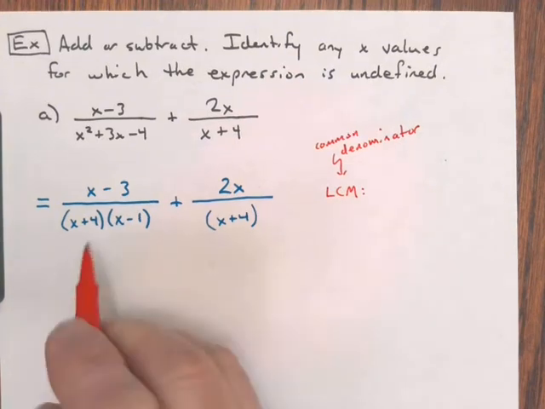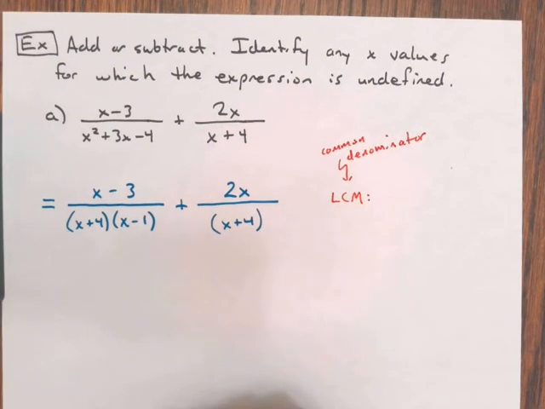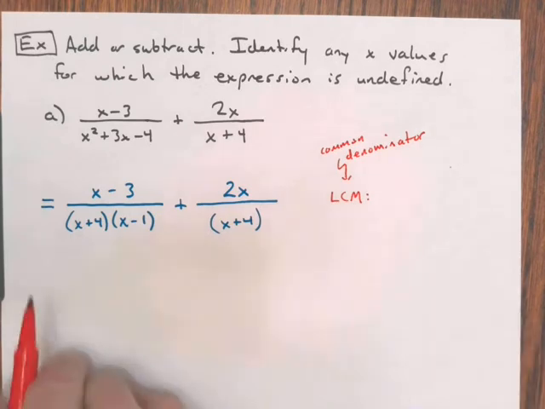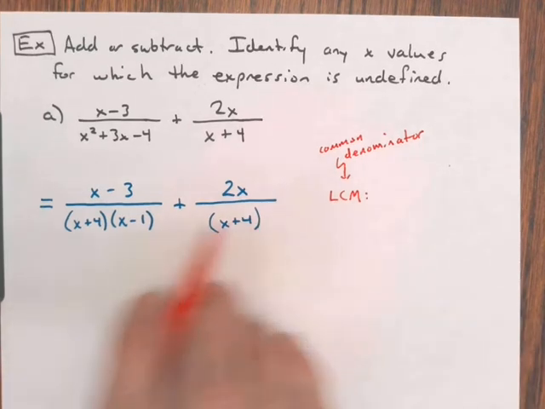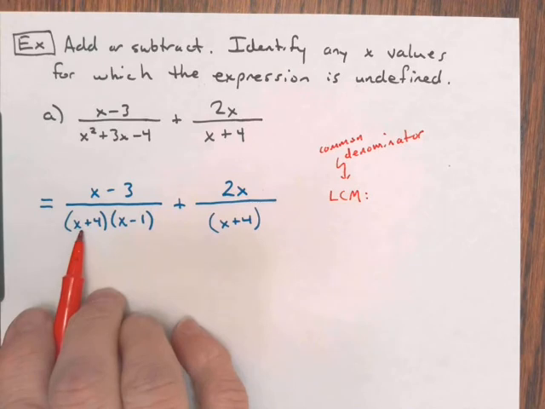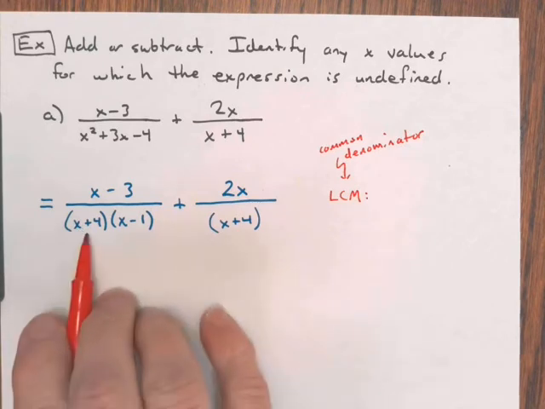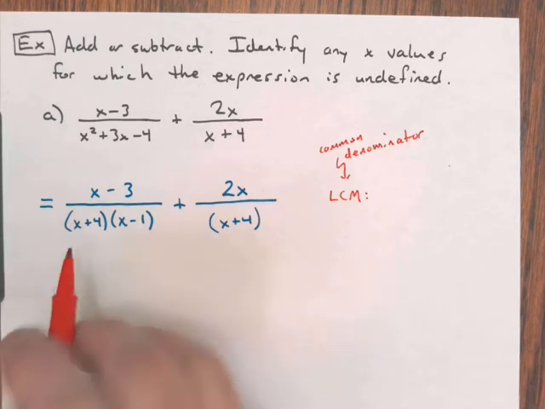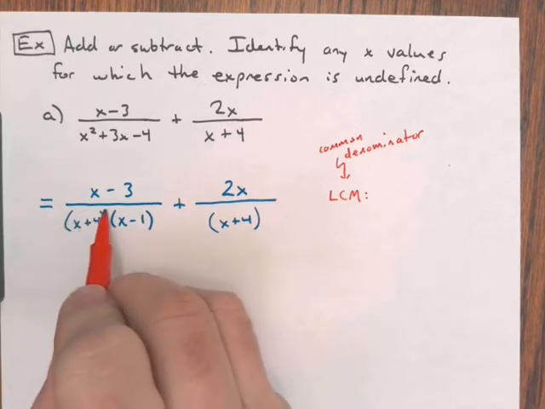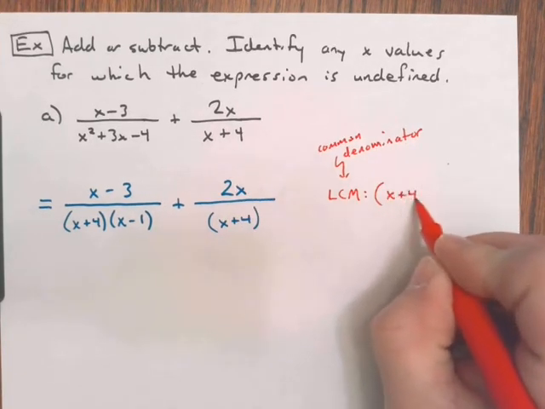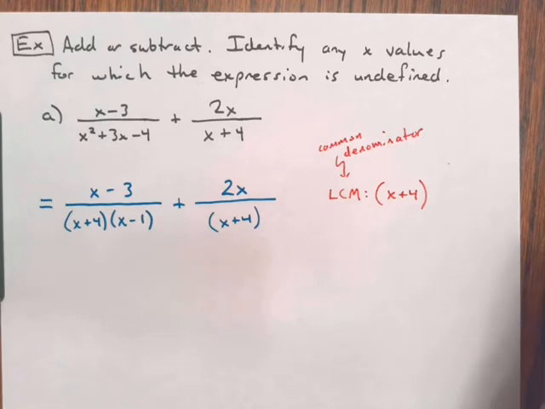So I want to take a look at these denominators and determine what the least common multiple would be. The first thing I see in our factored form is we have an x plus 4 in the bottom of this first fraction. We also have an x plus 4 in the bottom of the other. If the powers are different for those, then we would use the higher power. But this is an x plus 4 to the first power. This is also an x plus 4 to the first power. So x plus 4 to the first power is the highest power.